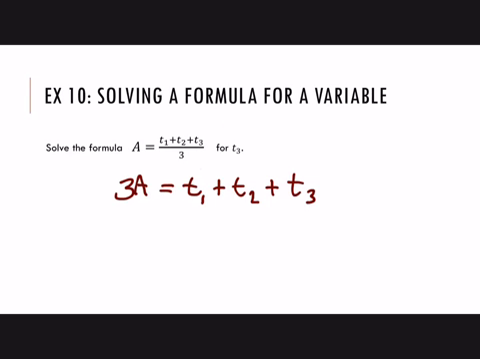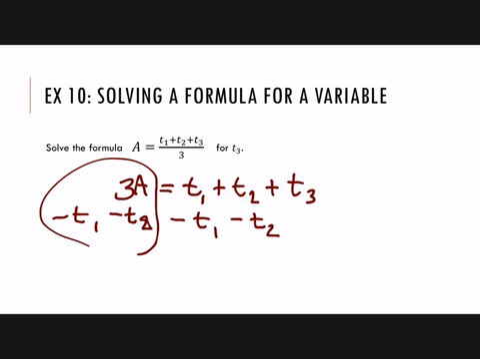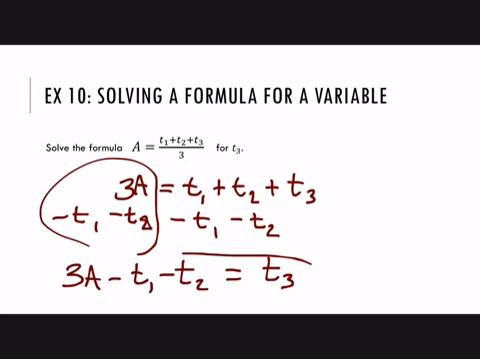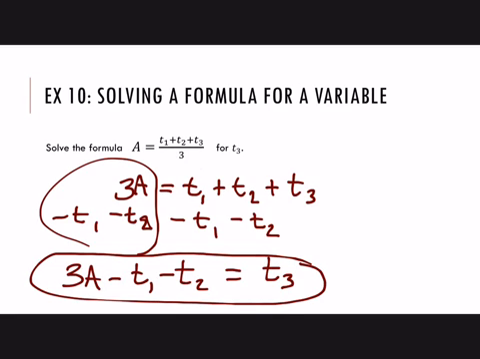So let's see. So we've moved the 3, and now we need to move the T1 and the T2. Basically I just need to subtract them since they're added to T3. And I'm just going to do this all in one shot to save a little bit of time and space. And then you can write this left side in any order that you prefer. I'll put the positive term first, the 3A. And then minus T1 minus T2 equals T3. Same thing if you prefer, you can rewrite this so that T3 is on the left, but you could also just leave your answer like this.